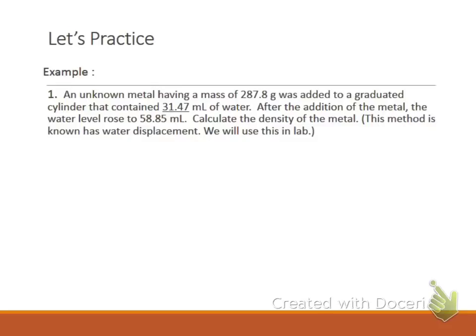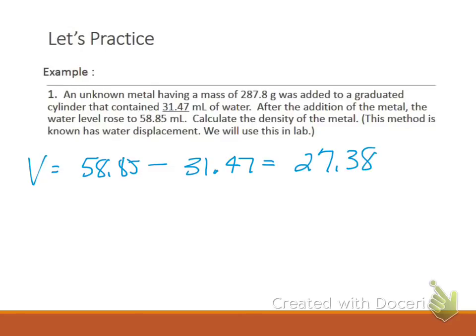Okay. So we're going to do an example so you can at least have done one calculation for the lab because that's going to be Friday, or it'll be Monday. So we have an unknown metal, and it has its mass. Originally the graduated cylinder had 31.47 milliliters of water. After we added the metal, it rose to 58.85. Calculate the density. So first thing we need to do is get the volume, right? So we're going to do 58.85 minus 31.47. And then you get 27.38 milliliters.